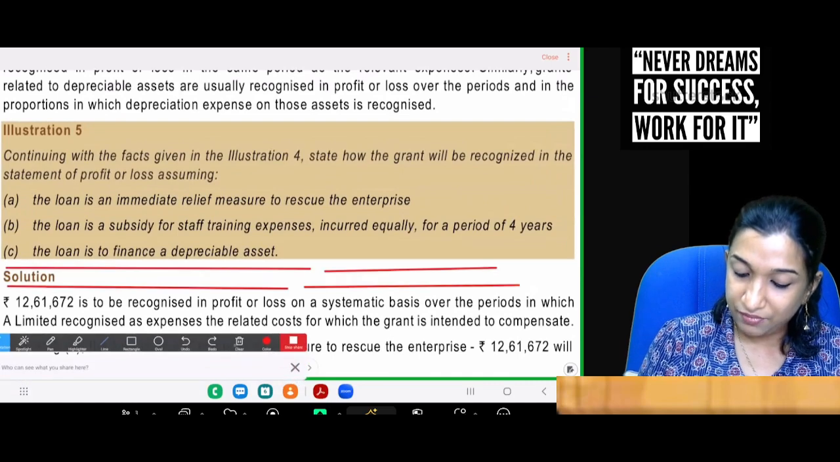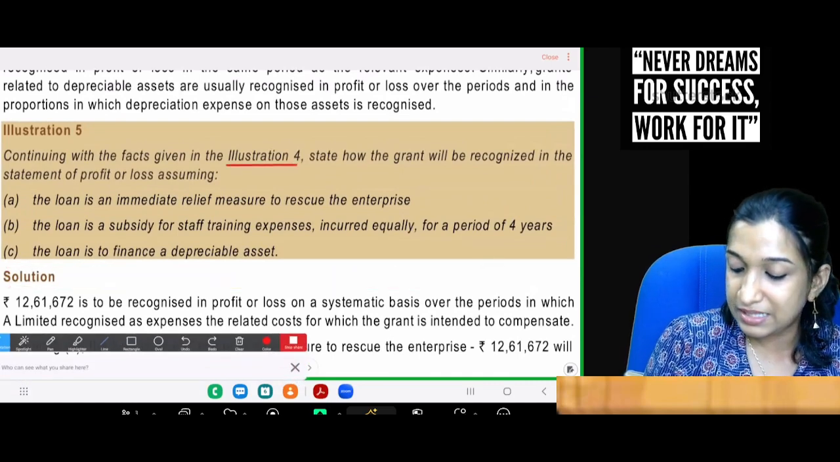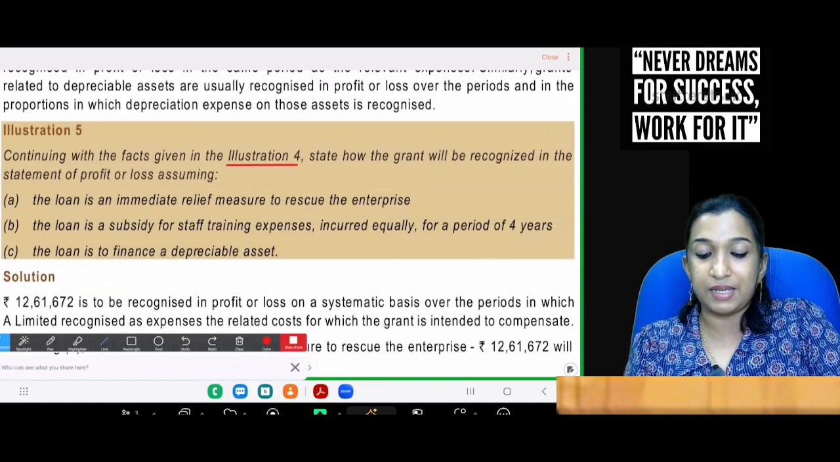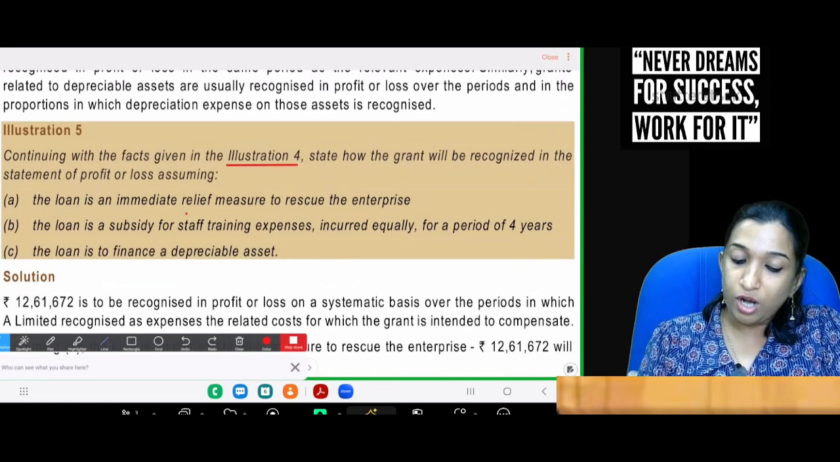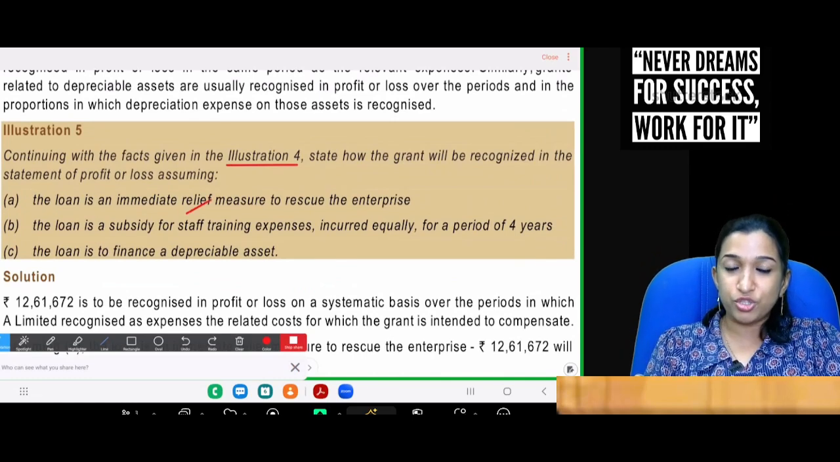Continuing with the facts given in illustration 4. State how the grant will be recognized in the statement of P&L, assuming the loan is an immediate relief measure to rescue the enterprise. Then it is immediately credited to the statement of P&L.